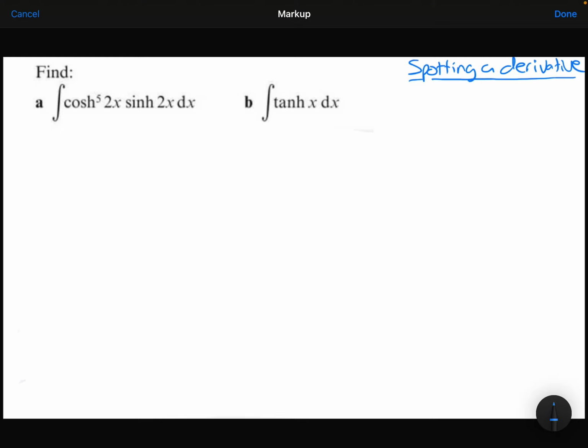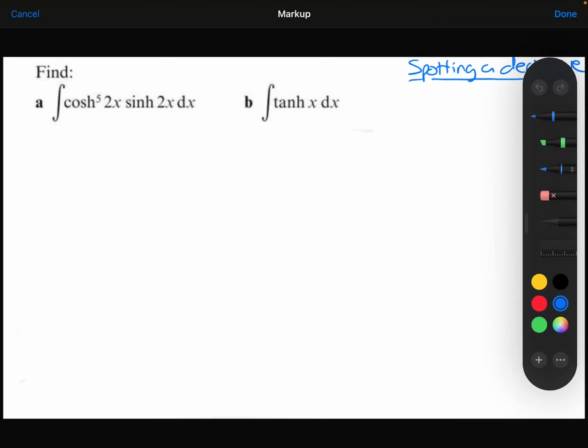Next, we're going to use the technique of spotting a derivative. So, similar to before, but could be a little bit more difficult to spot, maybe. So we're going to do 2 examples here.